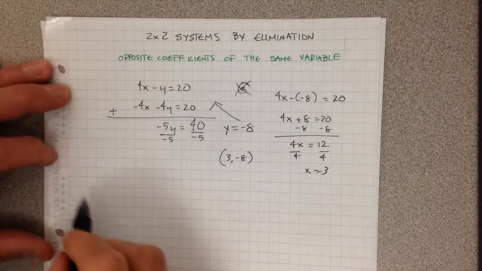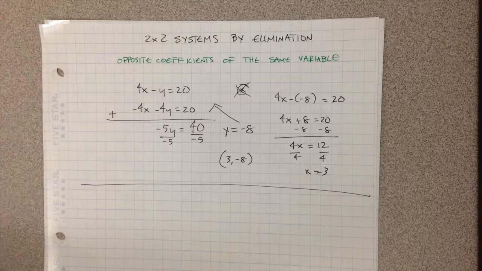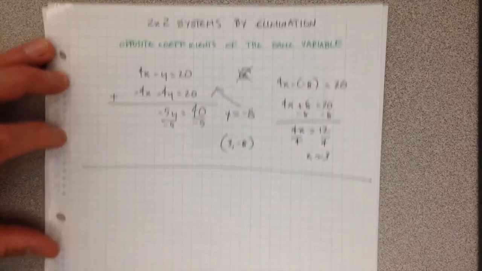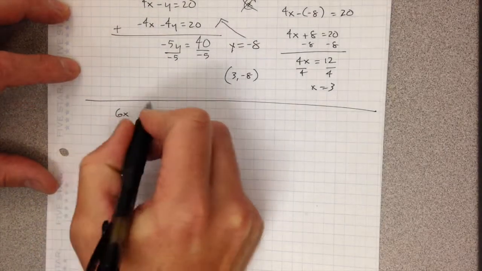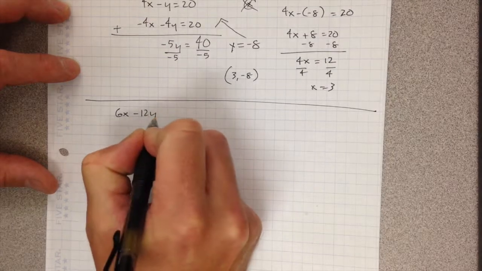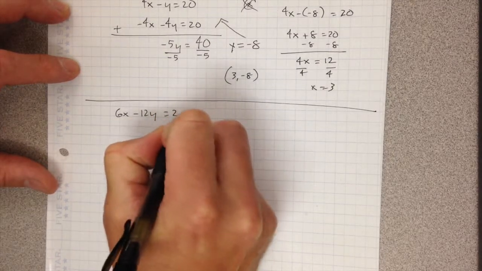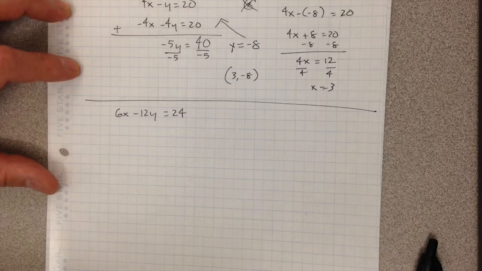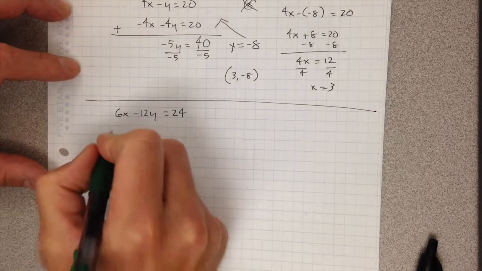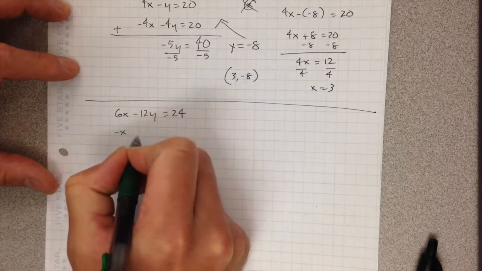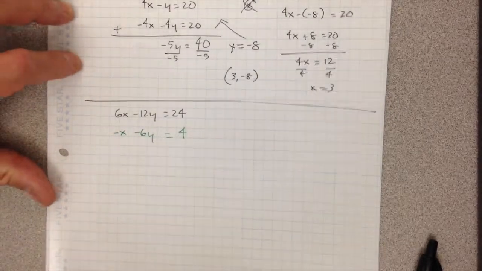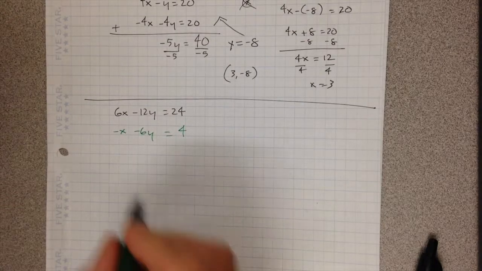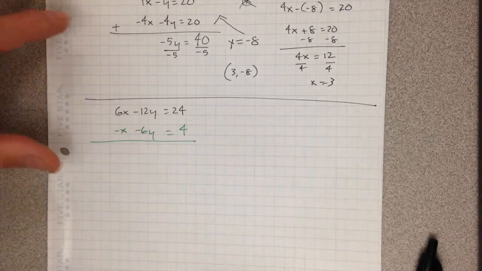I'm going to do a few more, specifically where we need to start changing some of our equations. Let's slide it up a little bit there. How about a 6x minus 12y equals 24. Let's do a little color change here. How about a -x minus 6y equals 4.